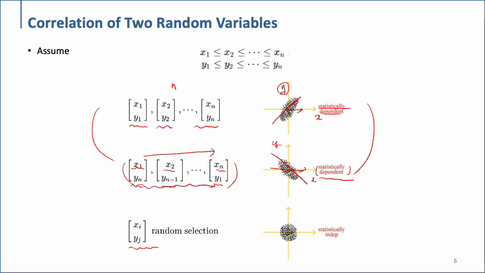However, if x and y have randomly selected pairs, you can see no significant relation between x and y. So here we can say these two variables are statistically independent, and we cannot see some significant tendency like this. So you should recognize the difference between the statistically dependent case and the statistically independent case.